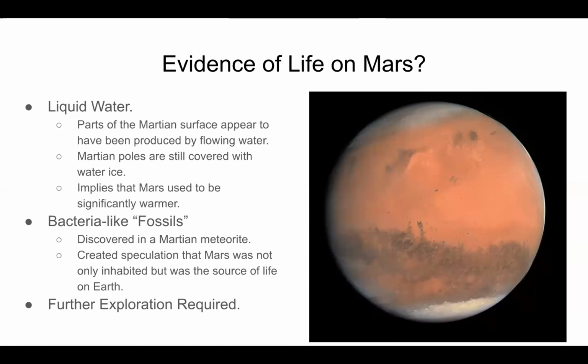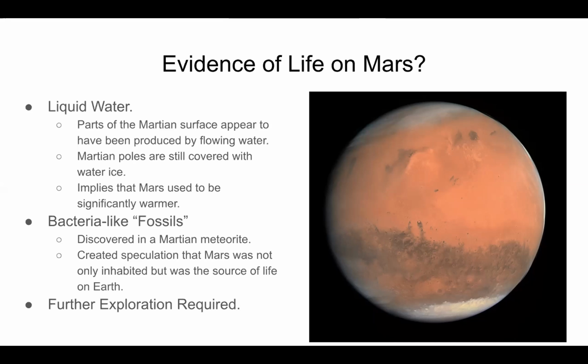Okay, so evidence of life on Mars? Some evidence is that part of the Mars surface appears to have been produced by flowing water, meaning that the way the rocky terrain is, it appears to be carved by flowing water at some point.